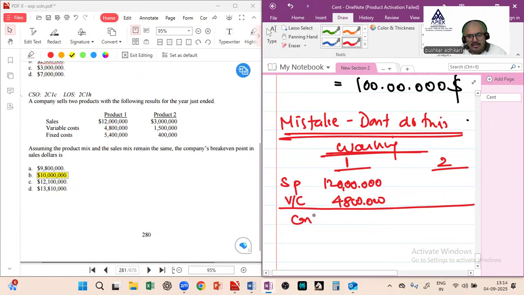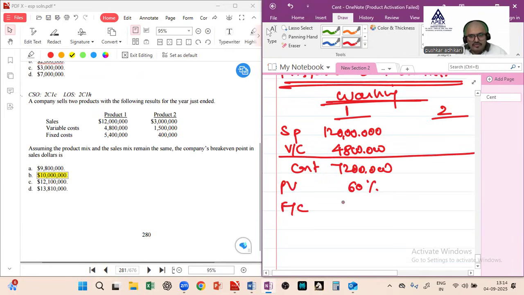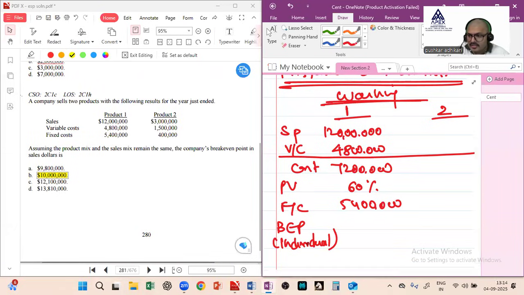So what is my contribution? My contribution over here easily comes to 72 lakhs. Agreed or disagreed? So my PV ratio here is 60%. My fixed cost for this particular product is 54 lakhs. So my break even point for individual, this is individual, not company, will be 54 lakhs divided by 0.60, which comes to 90 lakh or $9 million.